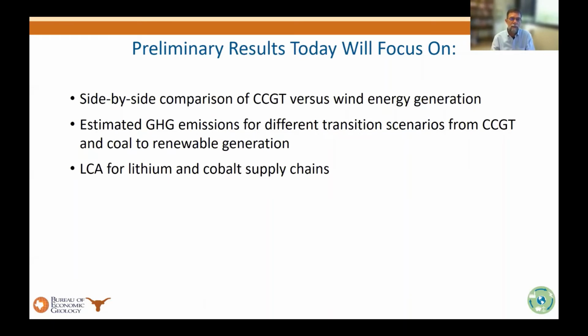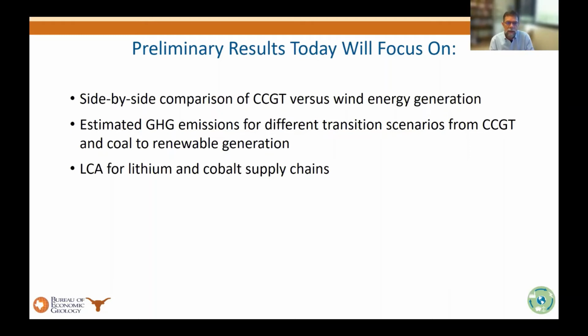The first is a side-by-side comparison of CCGT versus wind energy generation. So we're just going to, with the same boundaries, same analyses all the way through, see where in the supply chain process the environmental load is the highest and the lowest.